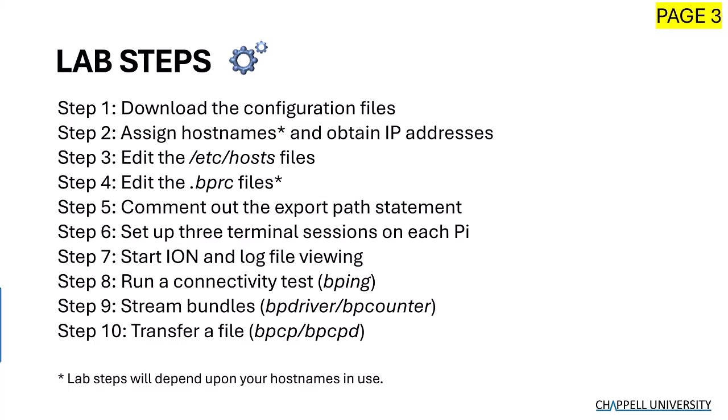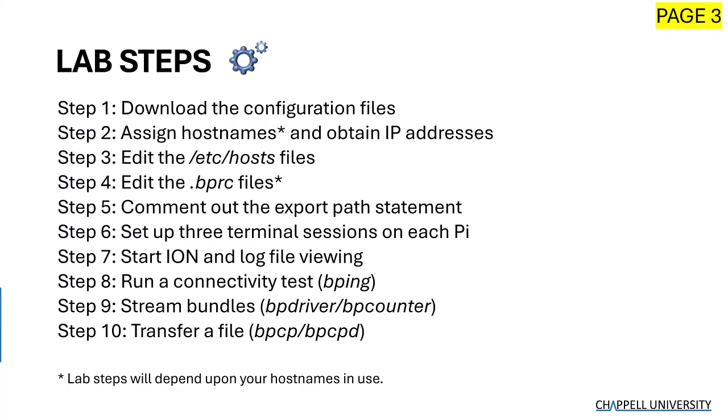We're going to obtain the IP addresses of those two Pis. We have to have their IP addresses for our configuration files, and we're going to use those IP addresses in our host file. We're going to update our host files so that we can use symbolic names instead of always putting in IP addresses. We'll take a look at the BPRC, the bundle protocol runtime configuration files on these hosts, and whether or not we need to edit it depends on whether your names are RPio1 or RPio2. Last week, we put in an export path statement also, and we're going to comment out that export path statement. We don't need it with this set of configuration files.